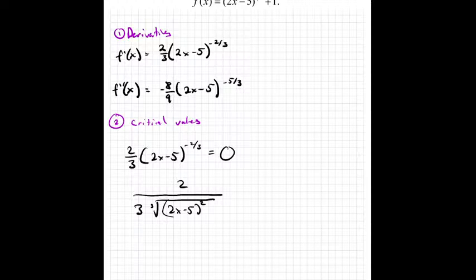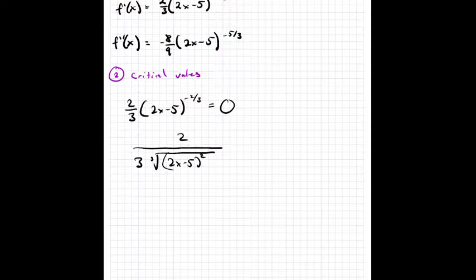But what we can look at is what x values will make it undefined, namely, what x values will make the denominator 0. So the denominator is only going to be 0 when that radicand is 0. So if we set 2x minus 5 equal to 0 and solve, add the 5, x equals 5/2. So when x is 5/2, it'll make a 0 in the denominator and it'll be undefined, so that's our critical value. I think that's the only one.